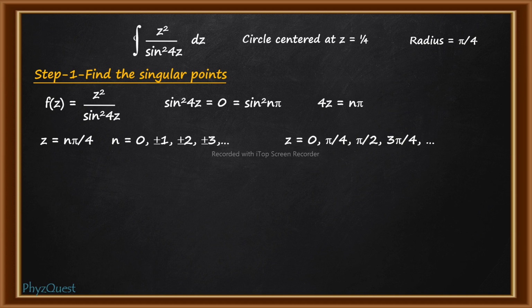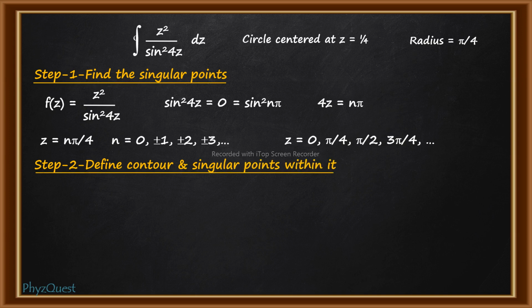Now the next step is to define the contour and check which of the singular points are within the contour, because that is what is important. The singular points outside the contour are not required, because the residue at those points will definitely be 0. So we only need those singular points which are within the contour. We have got a set of points 0, pi by 4, pi by 2 and so on. Out of them, which are within the contour?